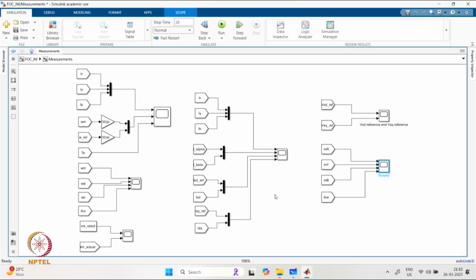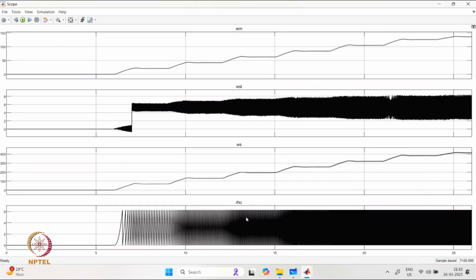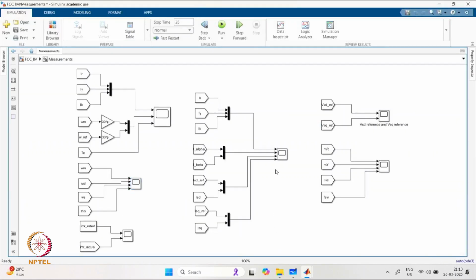So in this whole process, we have several more quantities measured over here. So we can see the mechanical speed, slip speed, the synchronous speed, and the theta plotted over here. So we can find that slip speed is more or less fixed as we are applying the constant value of torque. The mechanical speed and synchronous speed are rising continuously with the reference. The angle rho is also changing accordingly as we are going for the higher speeds.